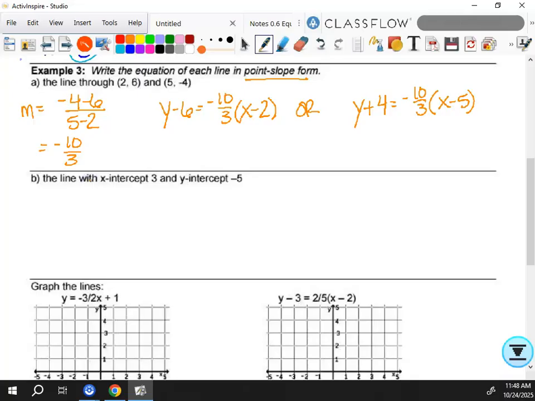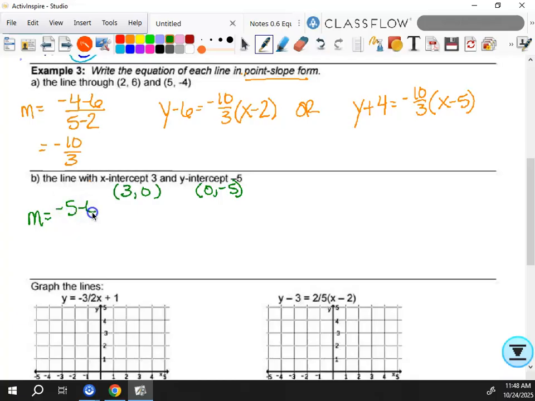Here, it still says point slope form, but it gives us the intercepts. So how do you think I could go about getting my equation and slope and stuff here? Turn them into points. My x-intercept, what would that look like as a point? 3, 0. Good. Make sure you get them in the right order. And the y-intercept would be 0, negative 5. Beautiful. All right. So then we find the slope.